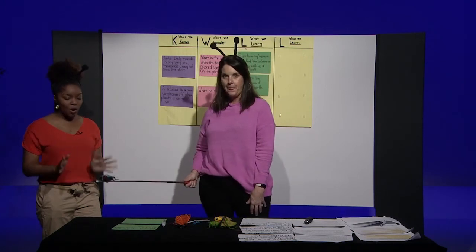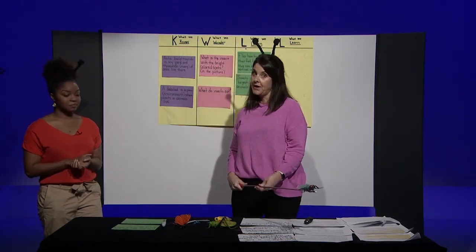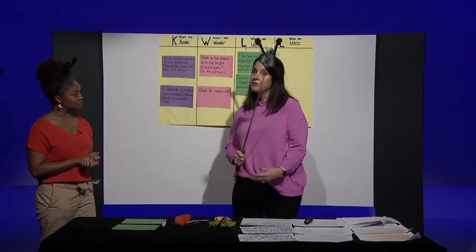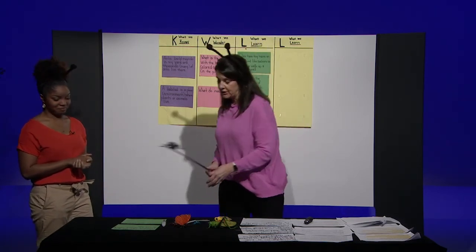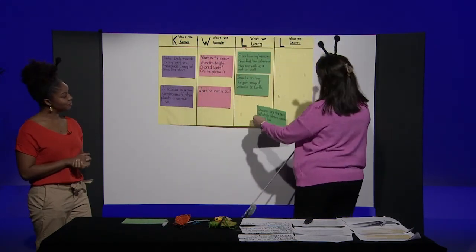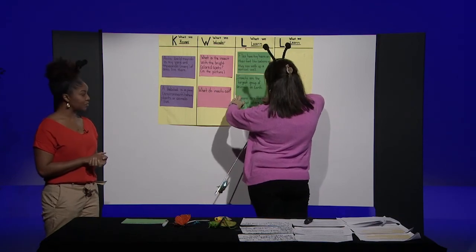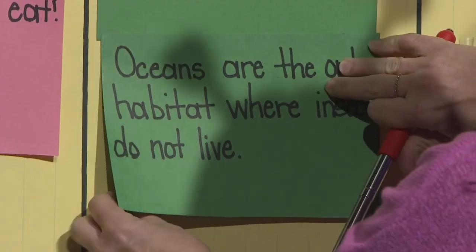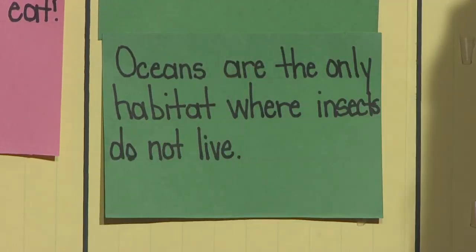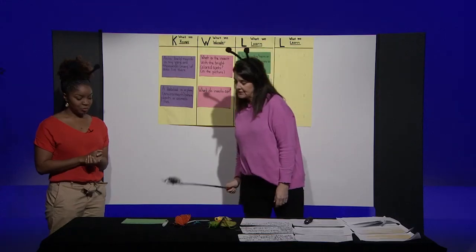Oceans are the only habitat where insects do not live. Wow, did you hear that? Hopefully you heard that in the read aloud and you got it correct. We're going to add that to our chart as well, that oceans are the only habitat on Earth where insects do not live. We're going to learn more about that in our next lesson.